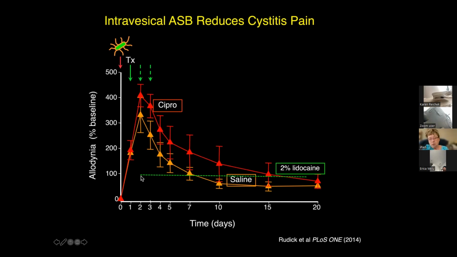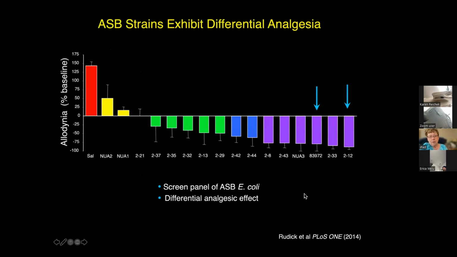But if we give a single intravesical dose of our ASB E. coli into the bladder, it really knocks down the pain, all right? Turns out that looking at a whole panel of these different asymptomatic E. coli strains, some of them are much better than others. Some have very nominal effects on pain, but some are very significant.